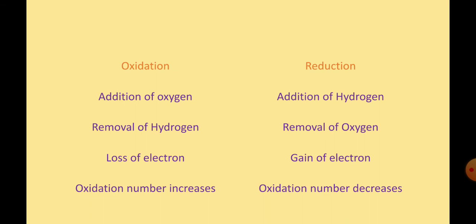What are they? Oxidation is addition of oxygen, reduction is addition of hydrogen. Oxidation is removal of hydrogen, reduction is removal of oxygen. Oxidation is loss of electron, reduction is gain of electron. During oxidation, the oxidation number increases, and during reduction, the oxidation number decreases.